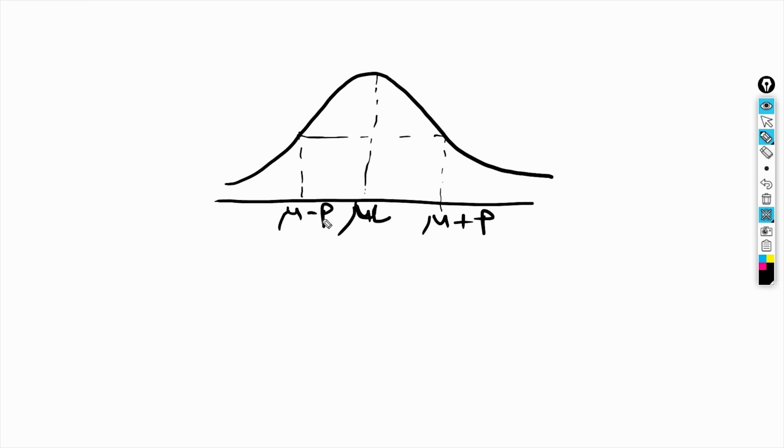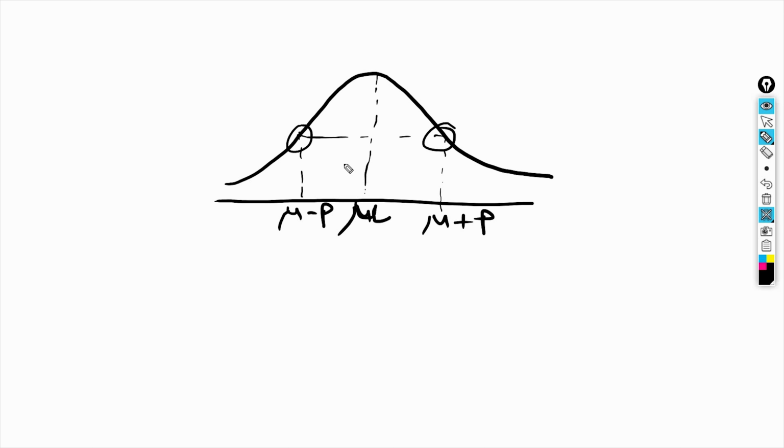The probability for mu plus p and mu minus p, they both will have exactly the same probability. However, for an exact value, the probability is 0, like I have explained in my last video. In a normal distribution or in any probability density function, the probability for any exact or discrete value is 0. But we are not talking about discrete and continuous variables here.